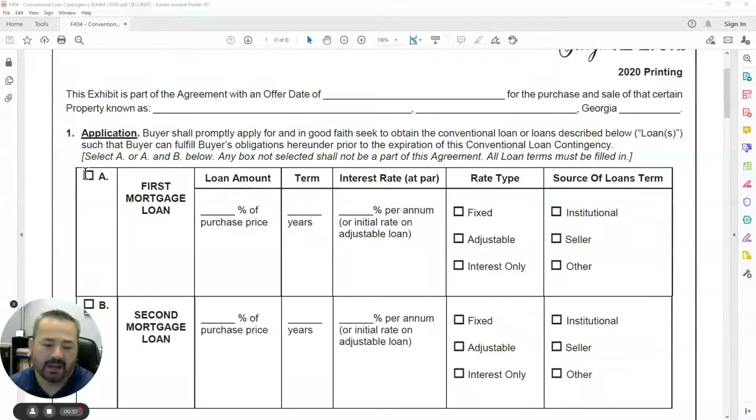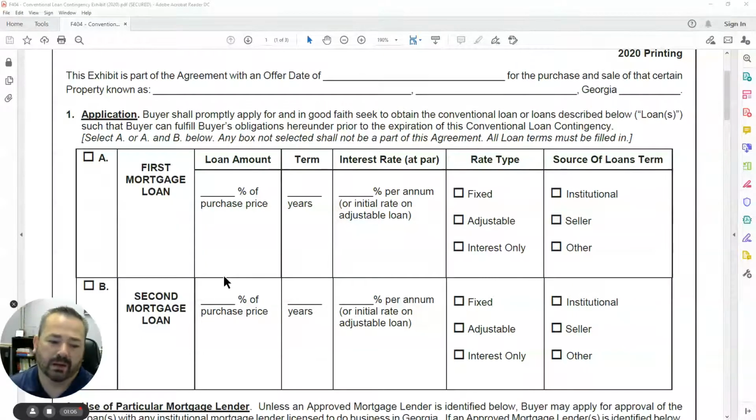If this is a first and second mortgage being taken out for the purchase, we would mark both. But in today's market, second mortgages are not common. So by far the majority, 98 if not 99% of the time, you're just going to be marking A. And then what's the loan amount? Okay, are they putting 20% down, 10% down, 3.5% down, whatever the case may be? This is not how much we're putting down. This is how much the loan is going to be. So this would be an 80% loan, a 90% loan, a 96.5% loan.